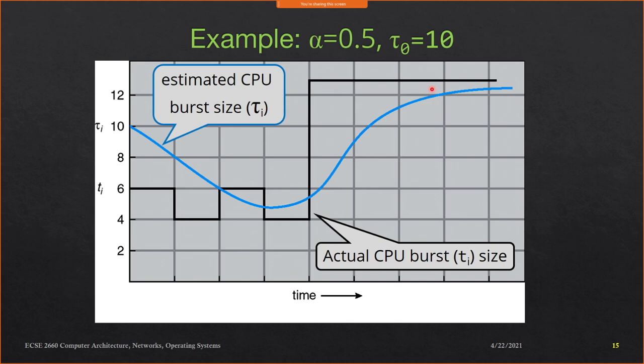So let me ask you this. If you wanted to reach 13 quickly, what would you increase the weightage of? Would you increase the weight of actual data, or would you increase the weight of the predicted data, the earlier predicted data?